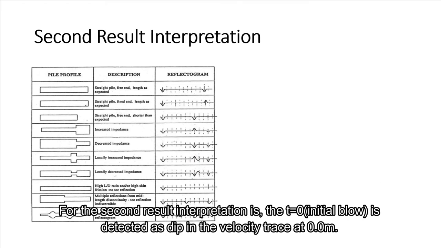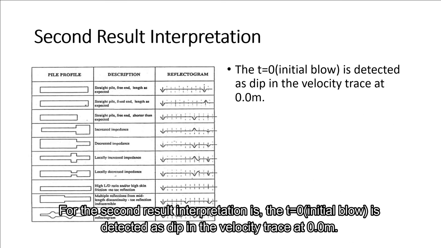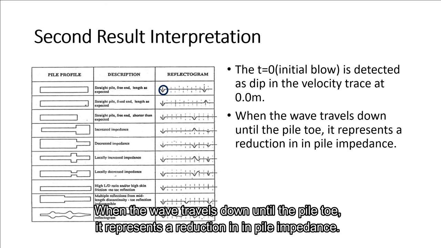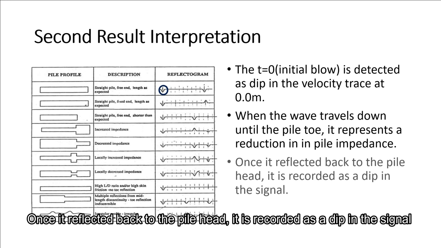For the second result interpretation, T equal to 0, which is the initial impact, is detected as a dip in the velocity trace at 0.0 meter. When the wave travels down to the pile toe, it represents a reduction in pile impedance. Once it is reflected back to the pile head, it is recorded as a dip in the signal.